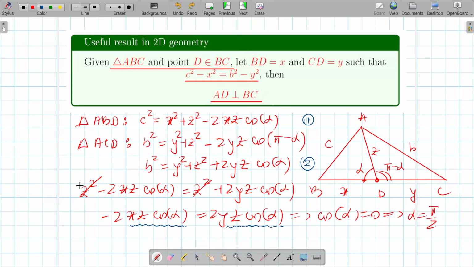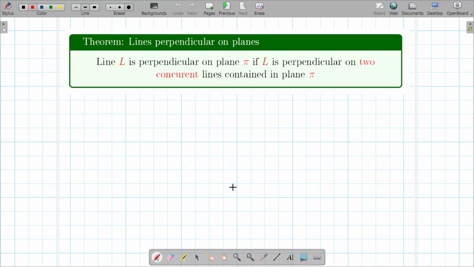And this very simple result actually turns out to be quite helpful in us coming up with the little theorem. All right, that's very, very important. So here's a theorem that tells us conditions under which a line is perpendicular on a plane in 3D. So look at what it says here. Line L is perpendicular on plane pi if L is perpendicular on two concurrent lines, no? So we need only two concurrent lines contained in plane pi.